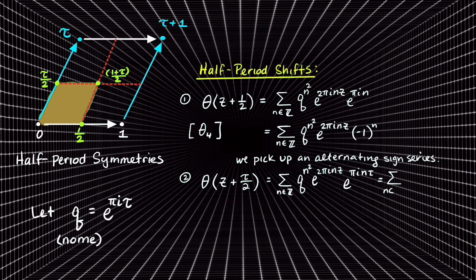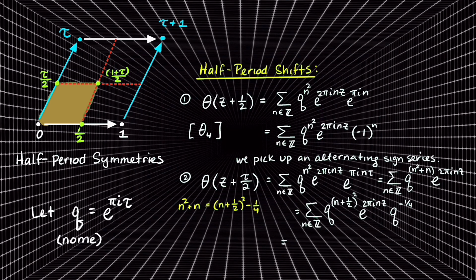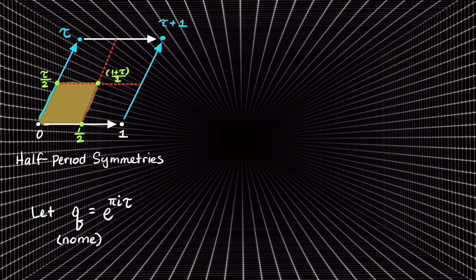Now, if we shift by half of tau, what happens is, again, we can complete the square and reformulate this series in terms of q, our nome, and realize that we will again pick up some phase factor in terms of tau. This function is going to be designated theta 2. Don't worry so much about the ordering of the subscripts. We'll explain that later.